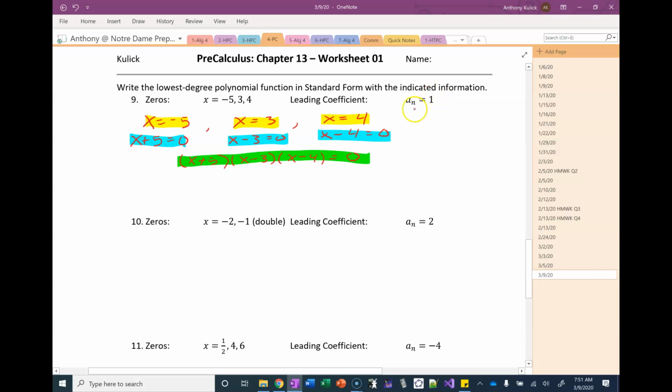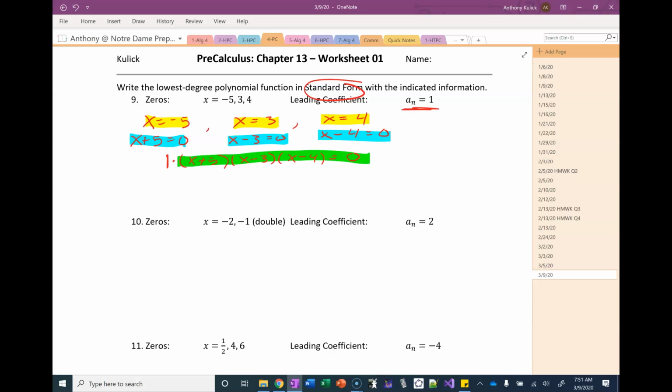We're not quite done yet. I need to worry about the leading coefficient, so all I'm going to do is write that there. For this problem, since the leading coefficient is 1, it doesn't really do anything. The last piece I have to worry about is that we wanted our answer in standard form, so I'm going to multiply this all out now.